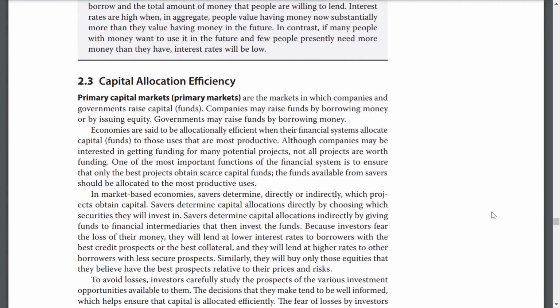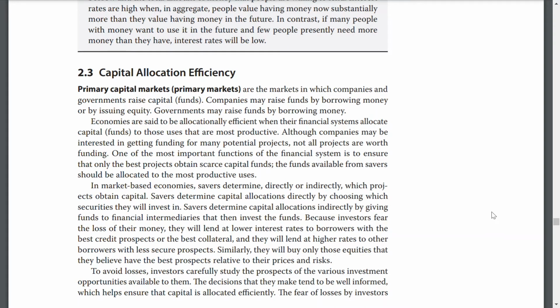Primary capital markets. Primary markets are markets in which companies and governments raise capital or funds. Companies may raise funds by borrowing money or by issuing equity.